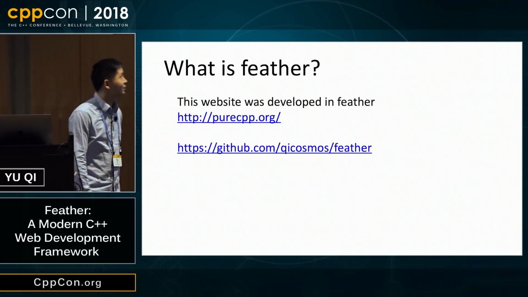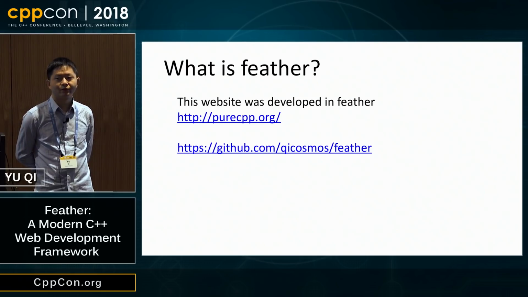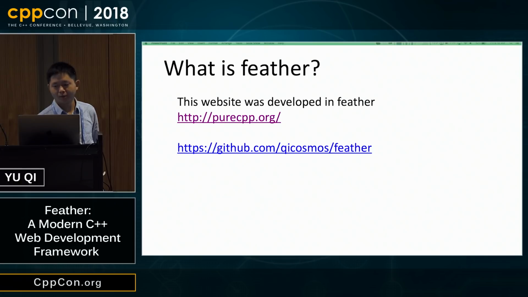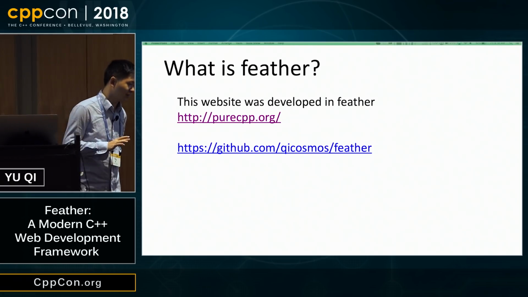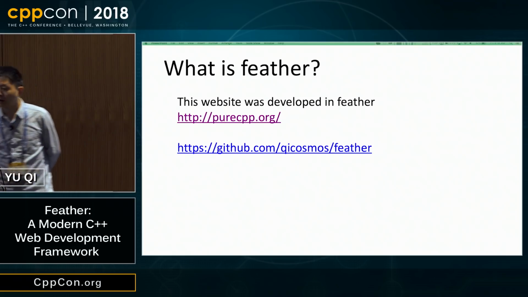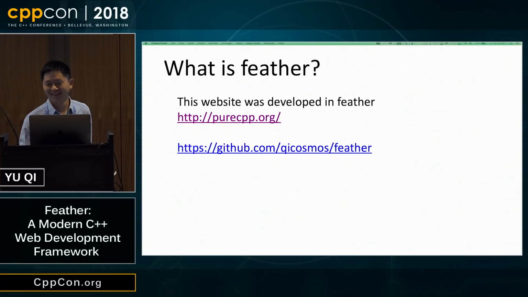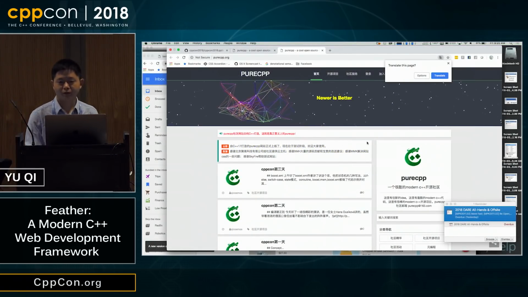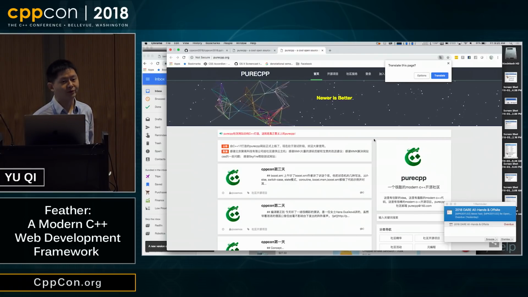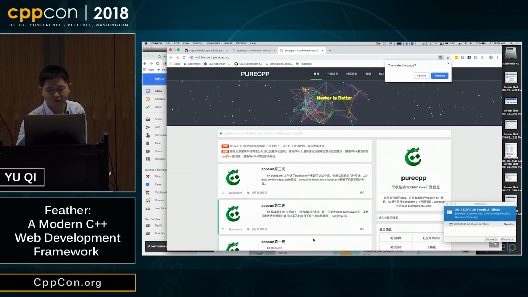Okay. And this website, purecpp.org, is made with Feather. Let's look at the website. It is a blog website, and the whole website was made with pure C++. Oh, sorry. Okay, there we go. This is a website made with pure C++, and it is a classic blog website. Okay, let's go back to the presentation.